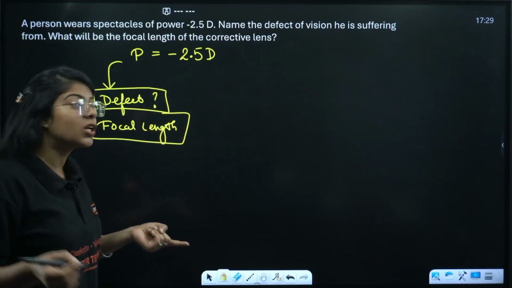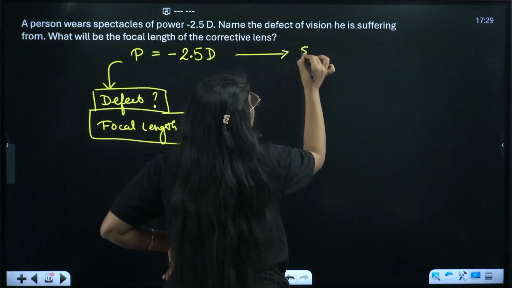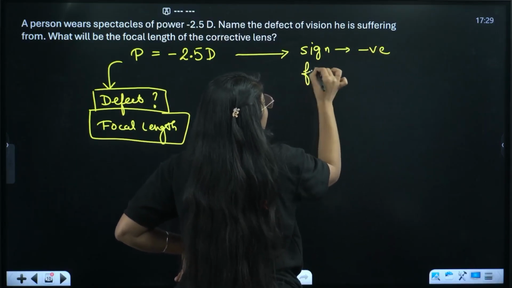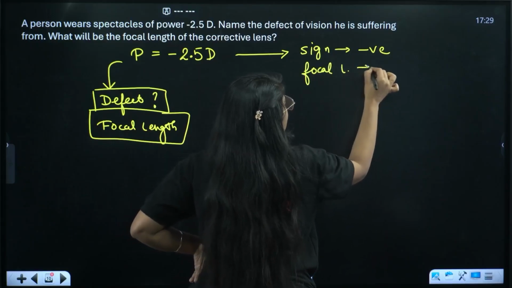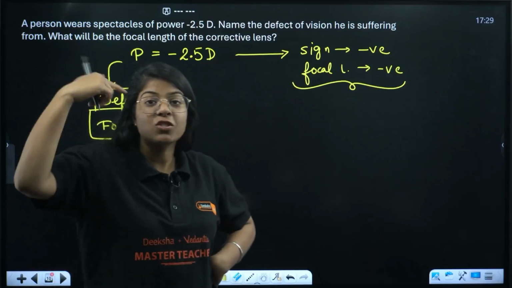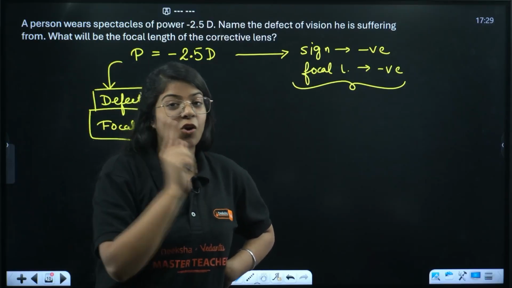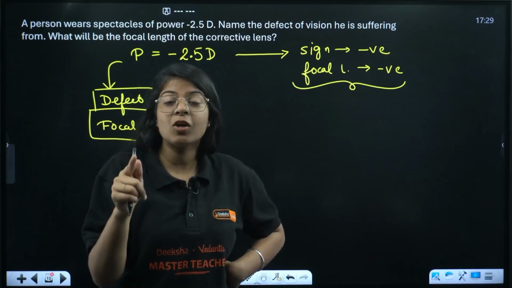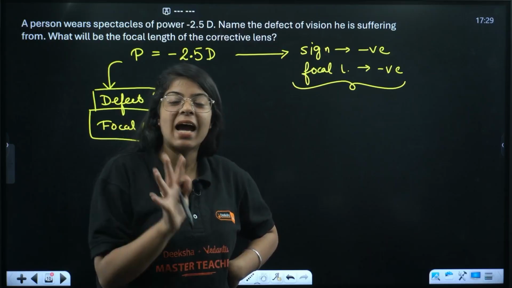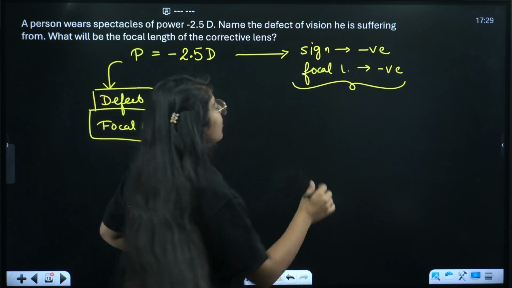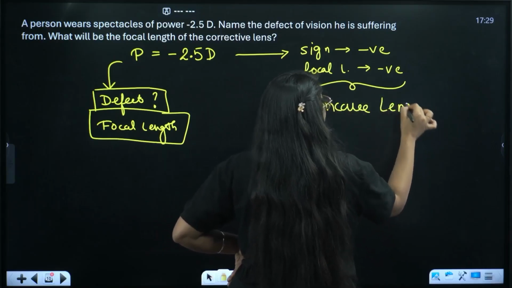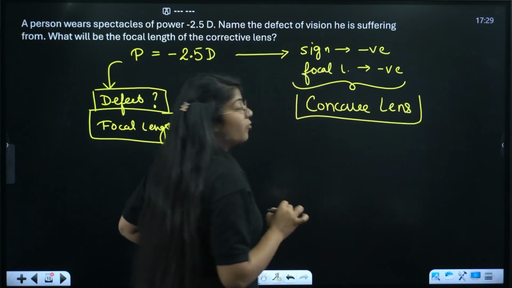Now again we go through that chronological order. What is that chronological order? Ma'am, first we see the sign of power. The sign is negative. The same sign will be of focal length, so focal length is also negative. Which lens has negative focal length? Convex lens or concave lens? Let me know in the comment section if by now you remember it, your soul remembers it, that concave lens has negative focal length. So this is concave lens.